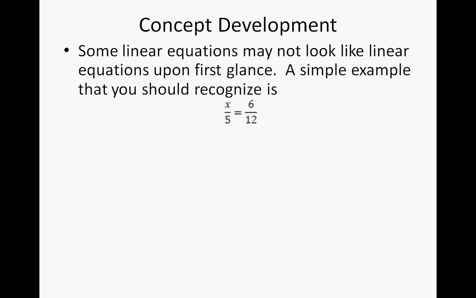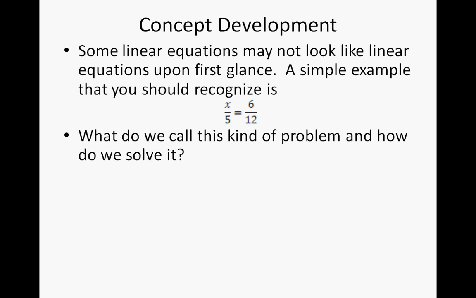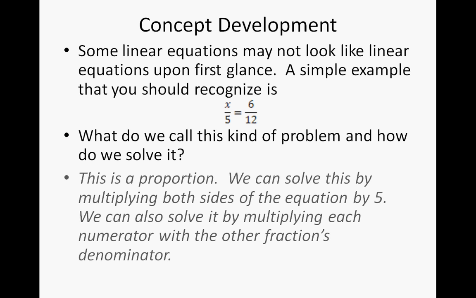Alright, so let's develop our concept. Some linear equations may not look like linear equations upon first glance. A simple example that you should recognize is x over 5 is equal to 6 over 12. So what do we call this kind of problem and how do we solve it? Well, this is called a proportion, and we can solve this by multiplying both sides of the equation by 5. We can also solve it by multiplying each numerator with the other fraction's denominator.